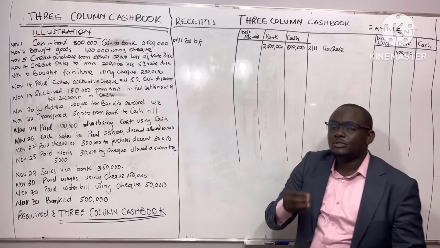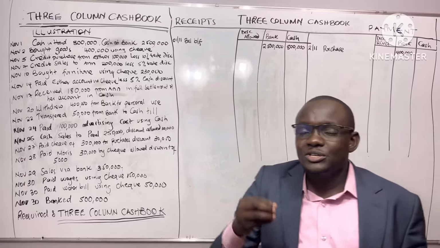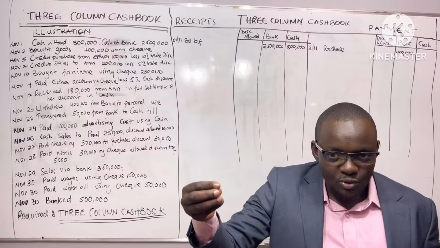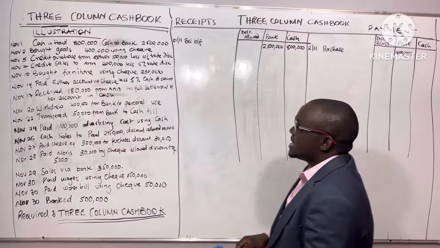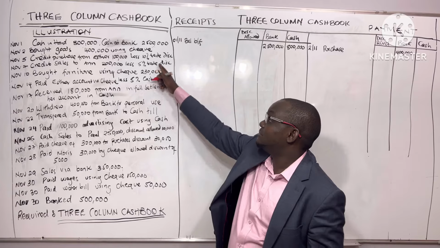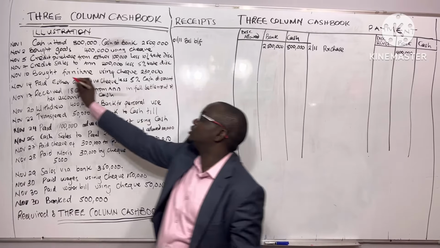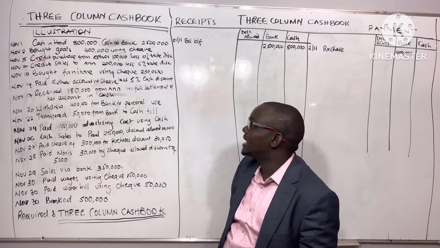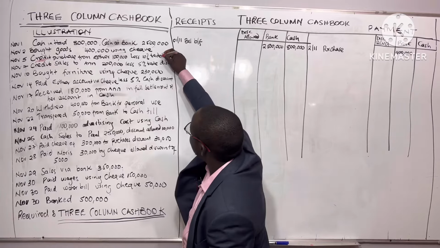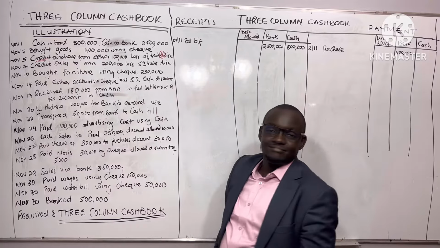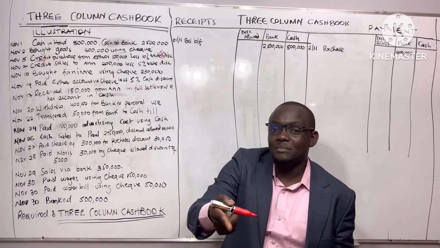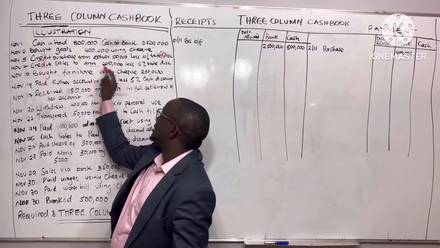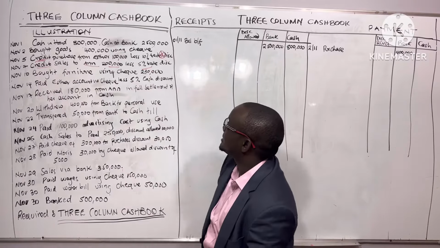Remember, the concept of the cashbook is to record transactions when money is coming in and when money is going out. For this transaction, we are not losing any money because we are buying goods on credit. So it will not appear in the cashbook. It will only appear when we are making the payment. The next one: credit sales to Ernest 200,000 less 5% trade discount.